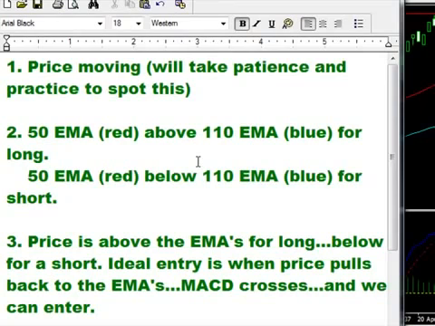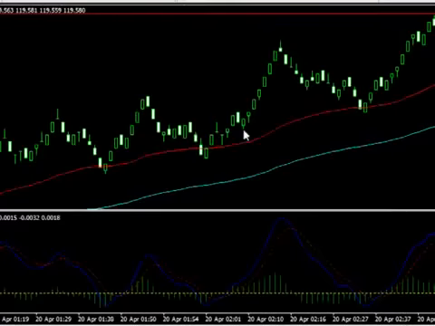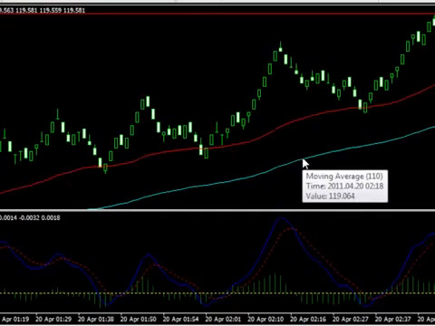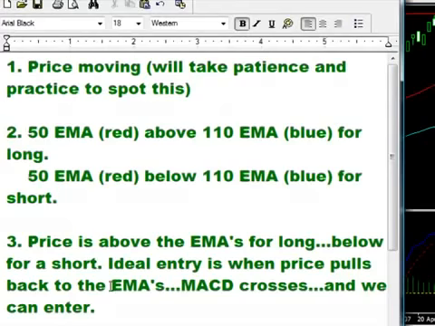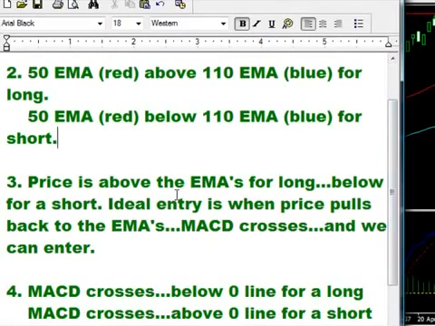We're going to use a 50 EMA and a 110 EMA, and we see that here. So the red is the 50, the blue is the 110. The red's got to be on top of the blue to go long, vice versa for a short. And price has got to be above the EMAs for a long, below for a short. The ideal entry is when price pulls back to the EMAs and then the MACD crosses, and that's when we can enter.